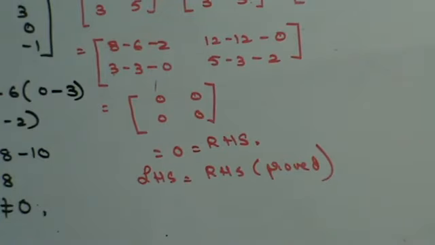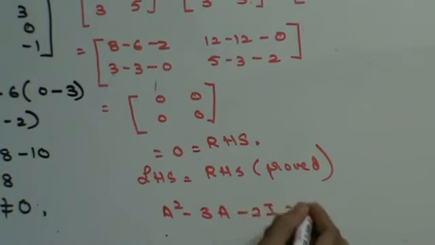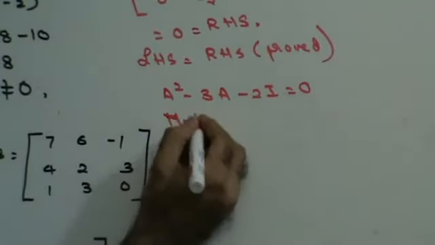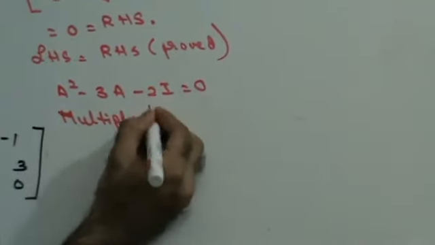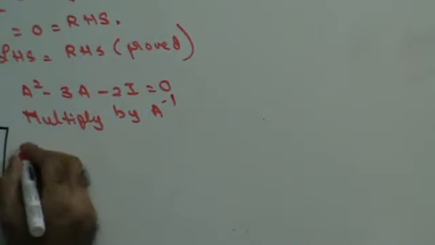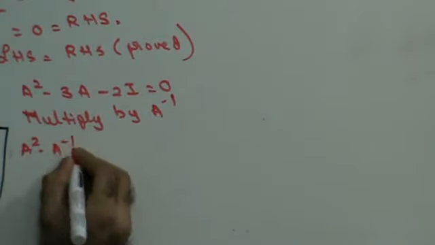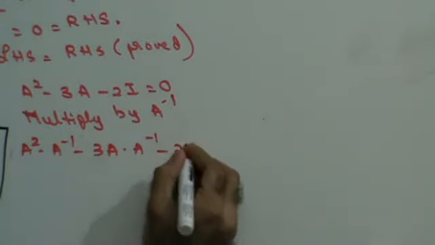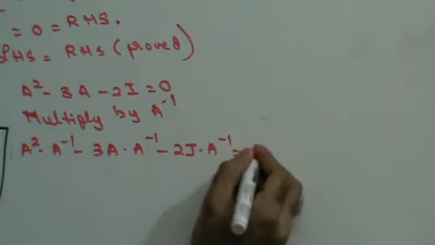Right? Now, we have just proved that A square minus 3A minus 2I is 0. I'll say multiply by A inverse. If I multiply the equation by A inverse, in that case I'll get A square into A inverse minus 3A into A inverse minus 2I into A inverse is 0.